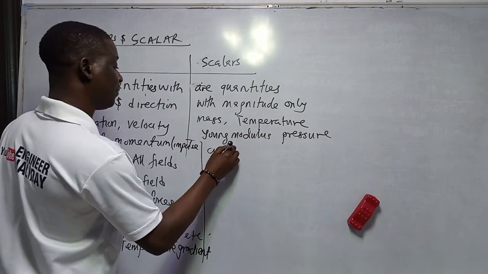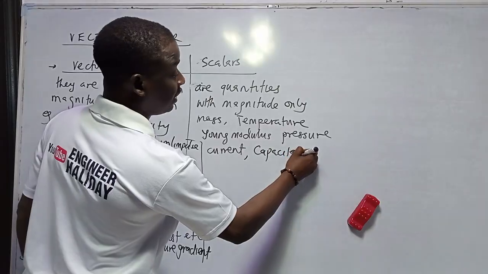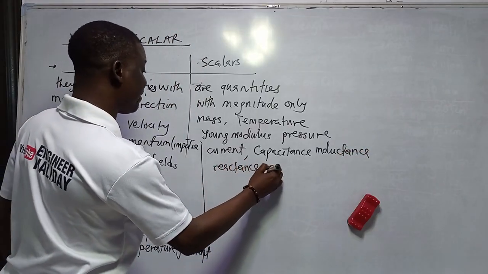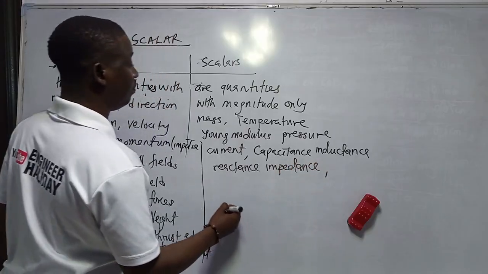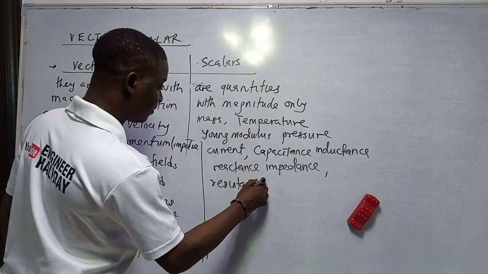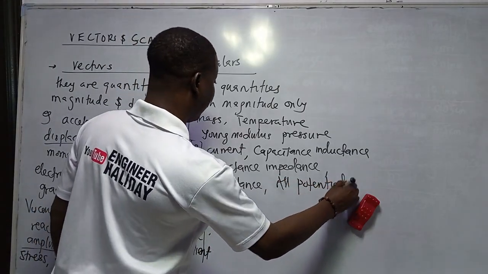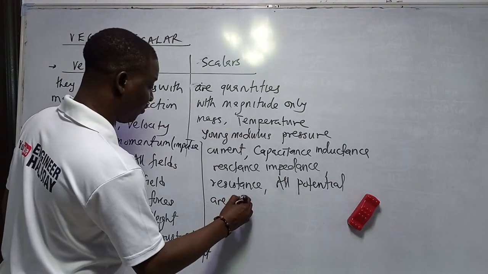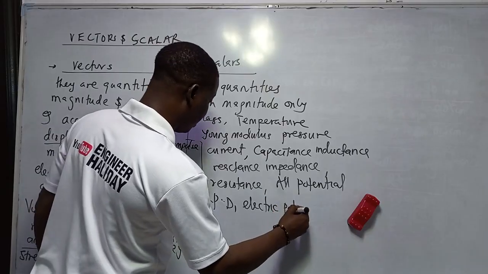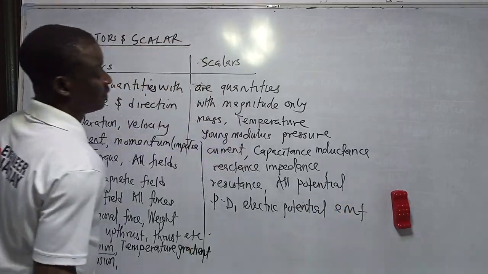Pressure is scalar. Current. All electrical quantities are scalar: capacitance, inductance, reactance, impedance, resistance. All potentials are scalar, like potential difference, electric potential, EMF, electromotive force, and so forth.